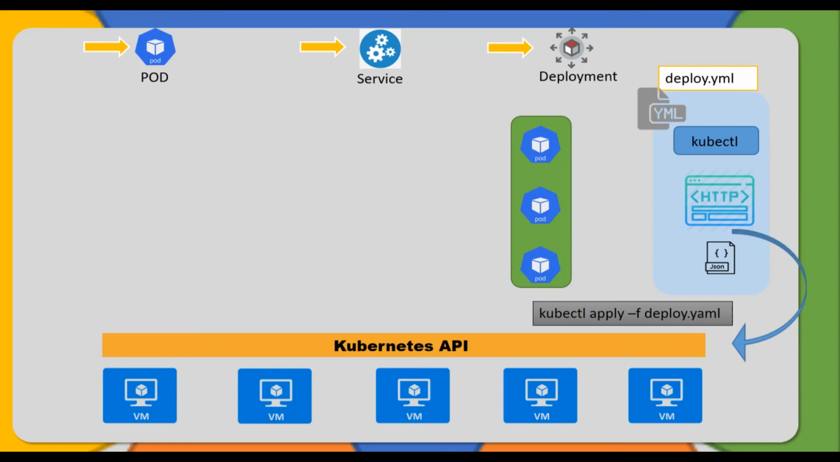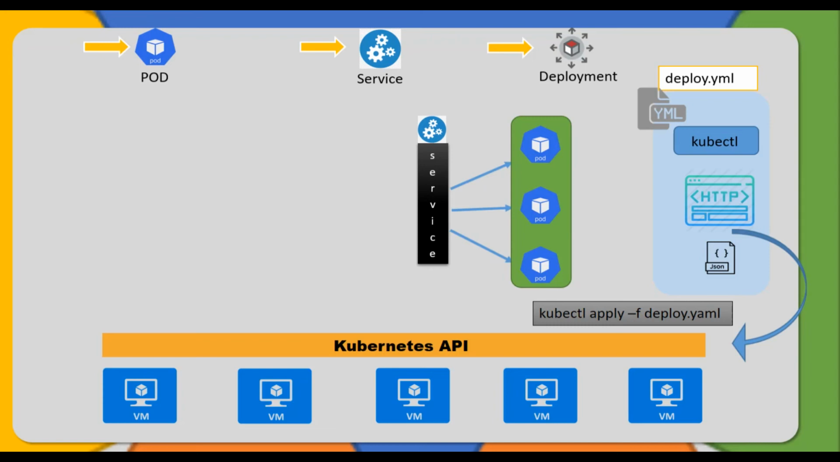What if I want to access this pod from outside the cluster? To access it from outside the cluster, I need to deploy a service. When I deploy any service, it automatically load balances and distributes the traffic. Once I deploy this service, I can access the application from outside the cluster.